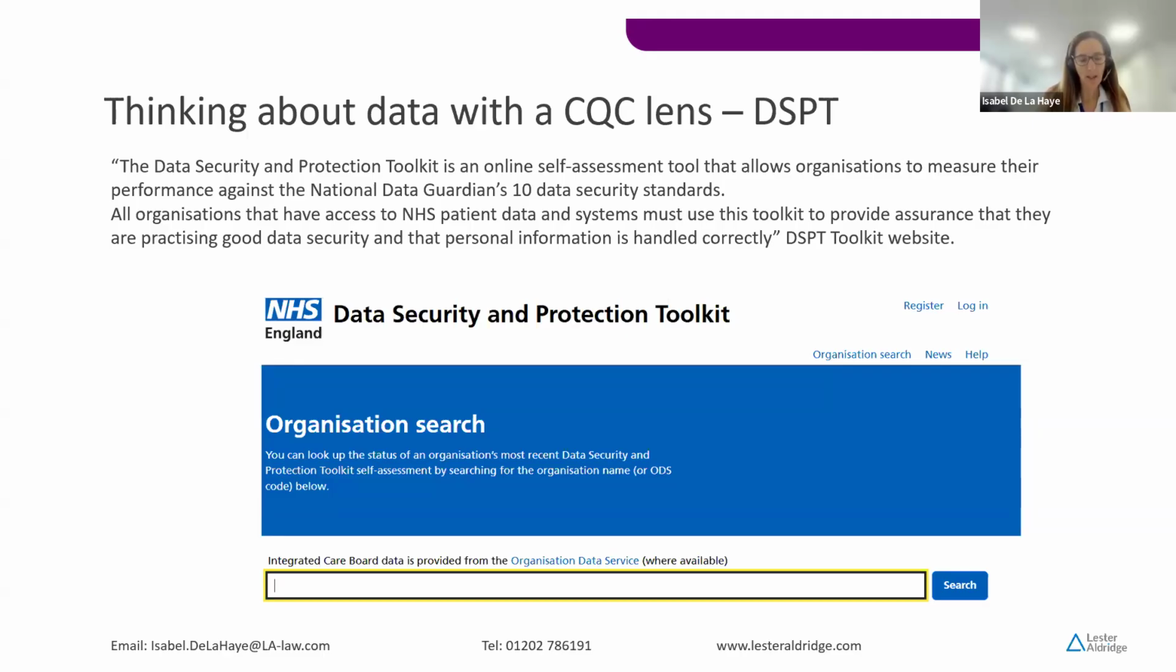So completion of the DSPT is also necessary for organisations which use national systems such as NHS email and also the e-referral service. And that's a large proportion of providers now. So if you have not currently completed this process, it's really important that you do so.